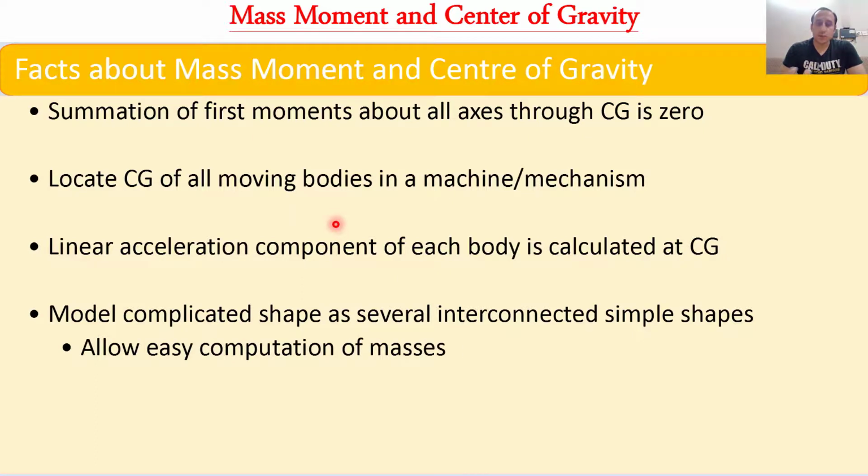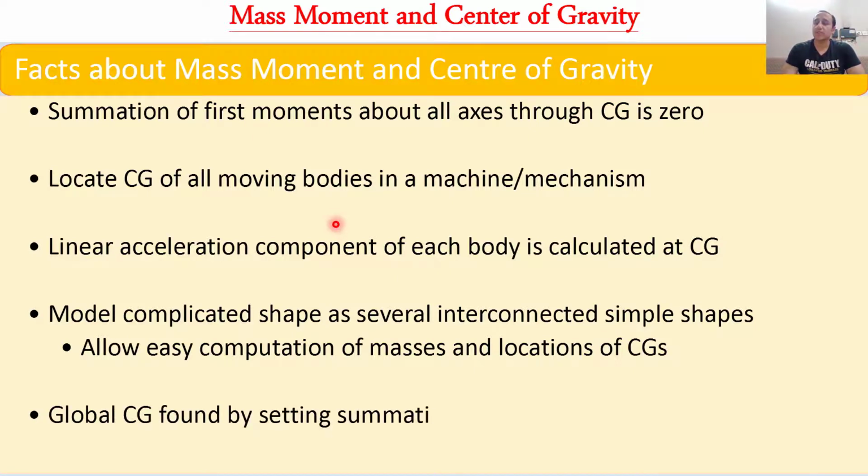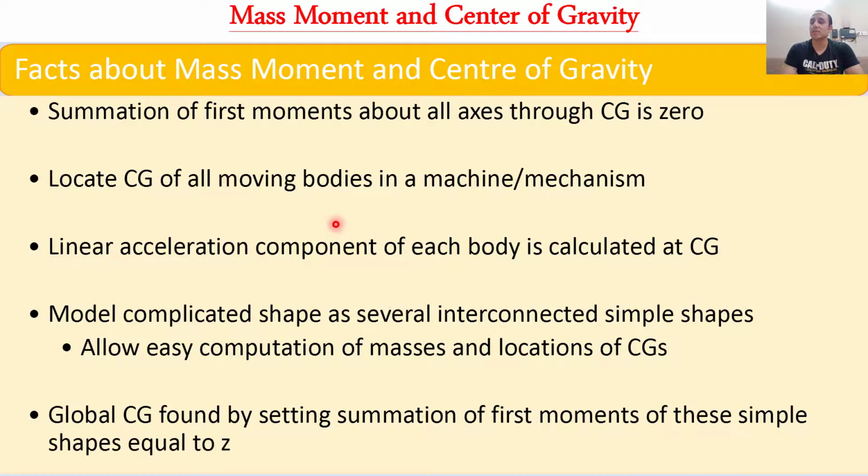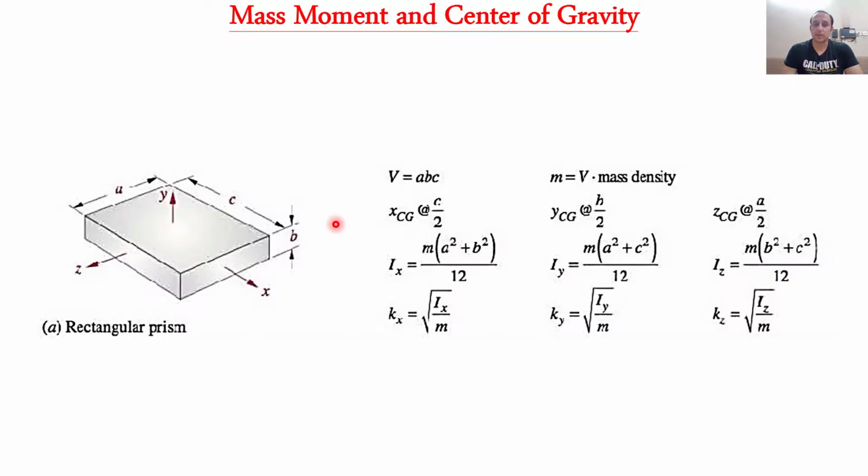So if we divide a complex shape into simple shapes, what will happen? It will be easy for us to compute the masses and locations of CGs. And if we have the location of CGs of all the parts, then it will be easy to locate the CG of the whole system, the whole machine or the whole mechanism.